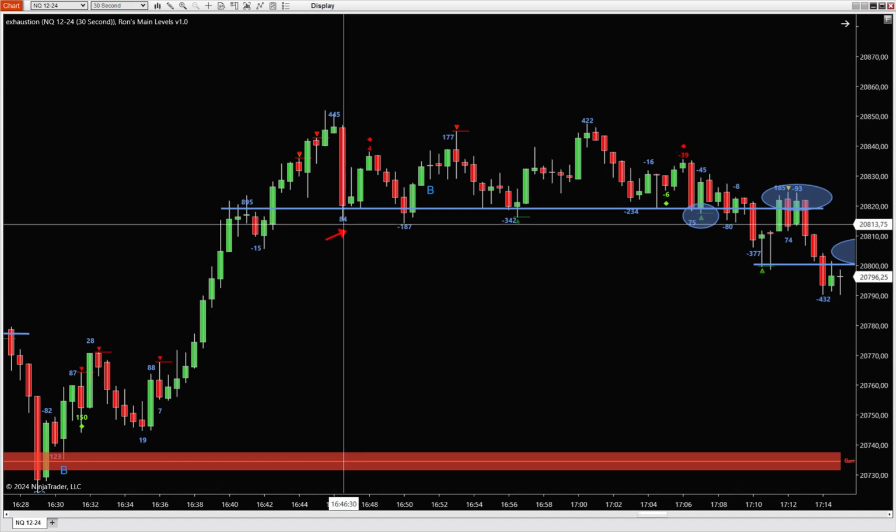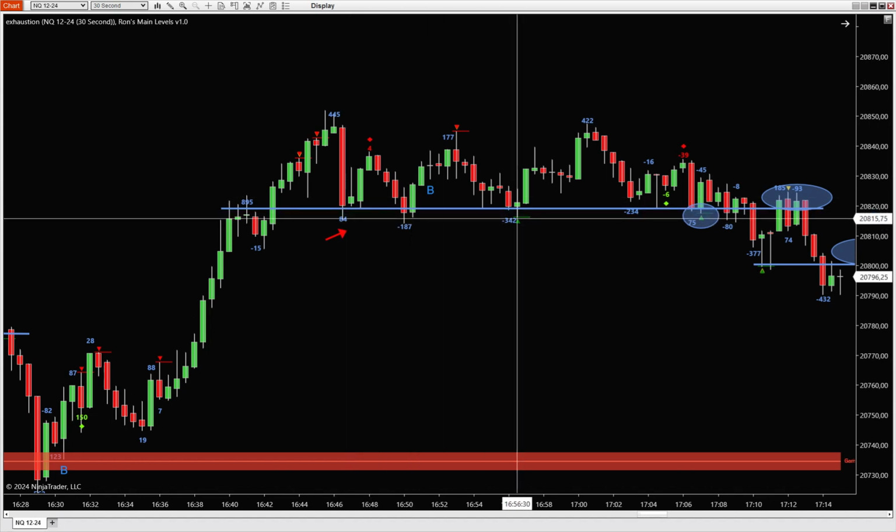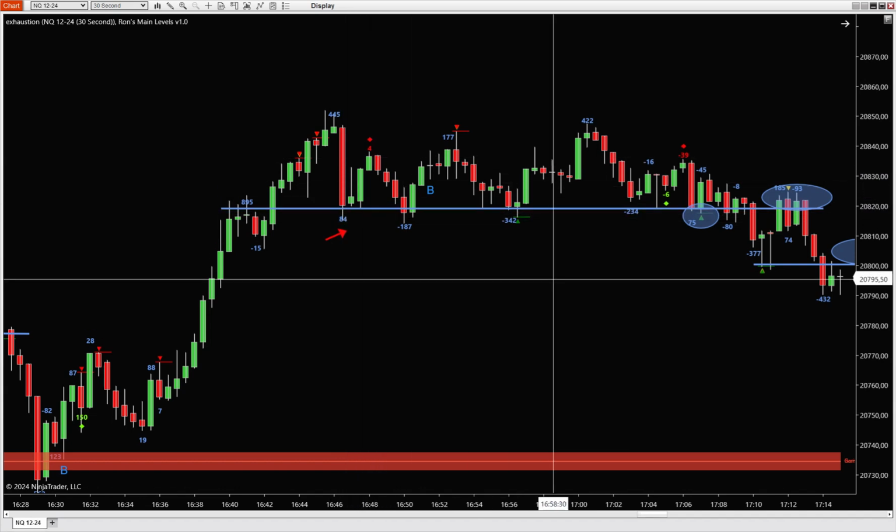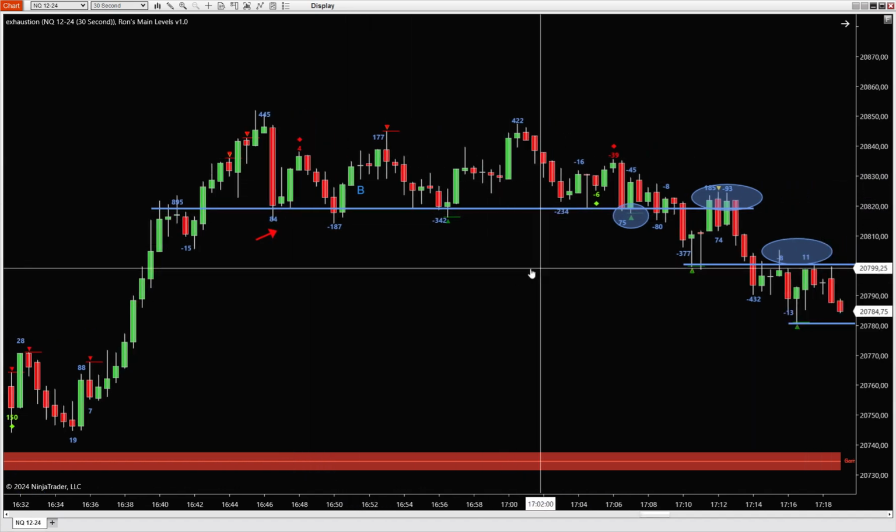84, positive delta on the lows. Normally you see negative deltas on the lows. This is positive, so buyers in control. Nice scalp, 30 ticks. I did not take it.